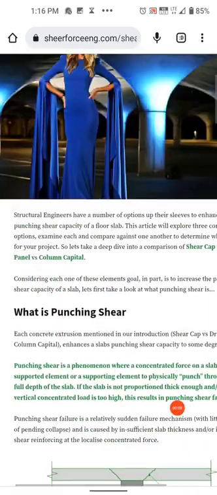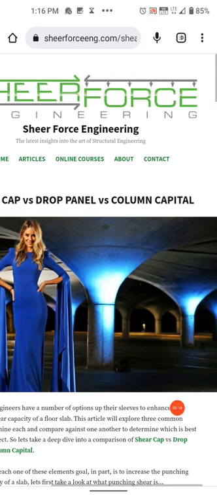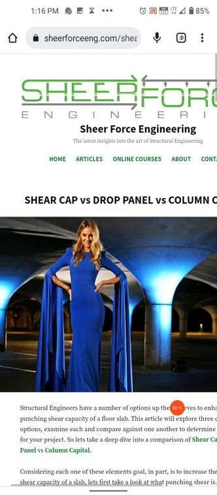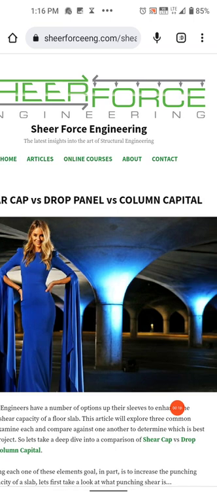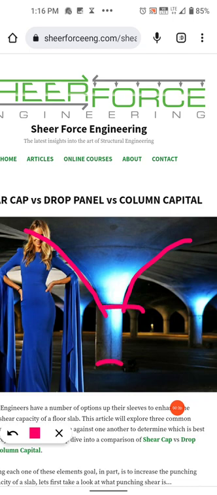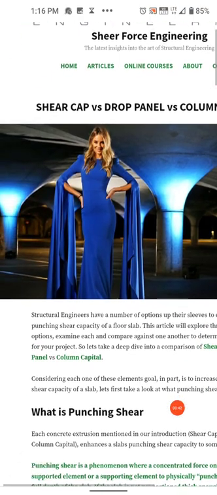We're going to hit this article right here. It's called Shear Force Engineering: shear caps versus panels versus column capitals. This looks like a model shoot, but it is a well-known underground parking garage. Very stubby columns here, and then a beautifully tapered system. I'm going to get back to that. Maybe I won't, but I just wanted to show you this is part of their thumbnail, their article.